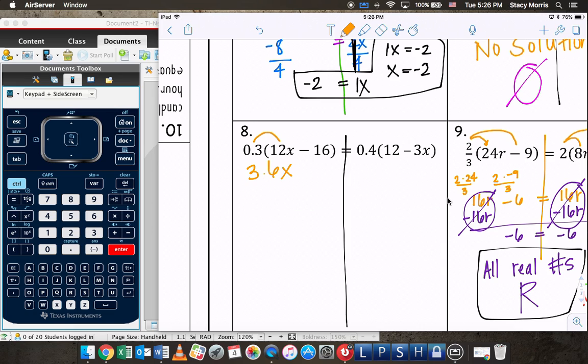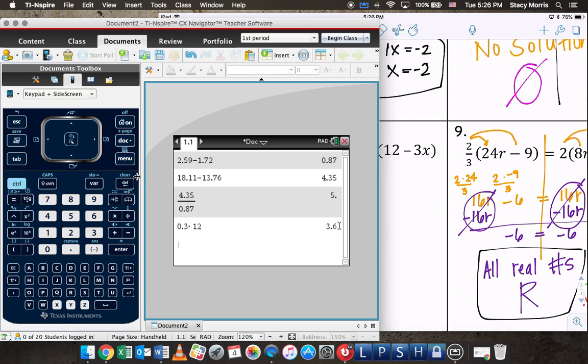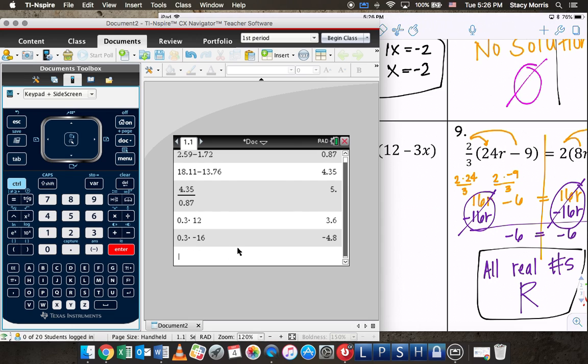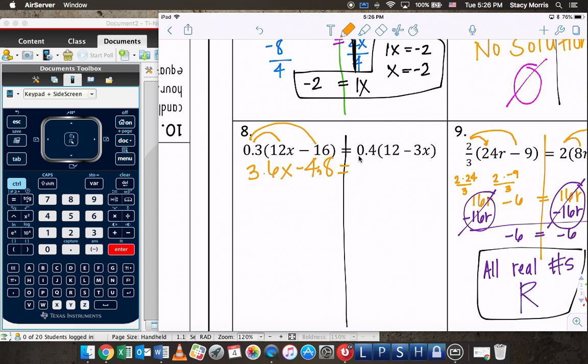3.6x. Then we're going to do 0.3 times negative 16, right? Make sure you keep that sign, so that's a negative 16. So back in my calculator, 0.3 times negative 16 is negative 4.8, so minus 4.8. That's a point, not a comma. Equals, on the other side, same thing. We're going to do 0.4 times 12.